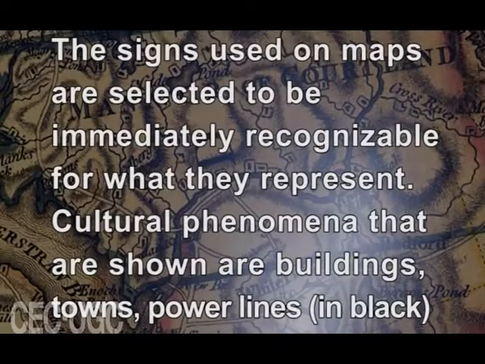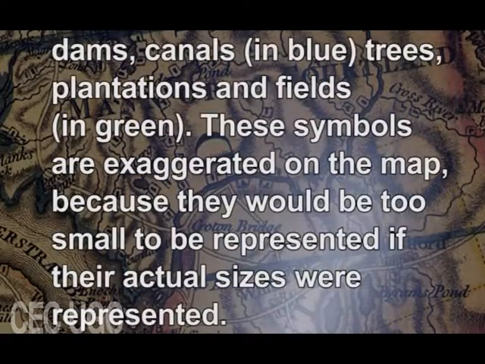Map symbols for cultural phenomena created by people. The signs used on maps are selected to be immediately recognizable for what they represent. Cultural phenomena that are shown are buildings, towns, power lines, dams, canals, trees, plantations, fields, etc. These symbols are exaggerated on the map because they would be too small to be represented if their actual sizes were represented.